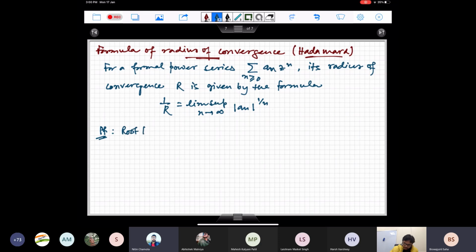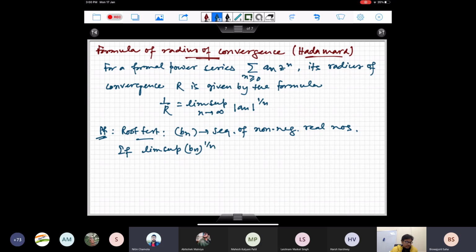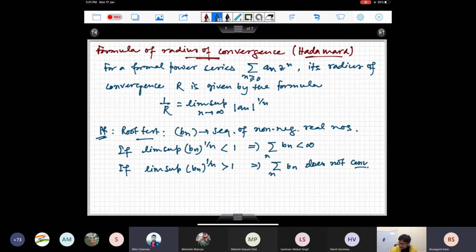Okay, so what was the root test? Let me recall it for you. If Bn is a sequence of non-negative real numbers, if limsup of Bn to the power 1 over n is less than 1, this implies summation Bn is finite. And if limsup of Bn to the power 1 over n is bigger than 1, this implies summation Bn is equal to infinity, it does not converge, in the sense that summation Bn will diverge to plus infinity.